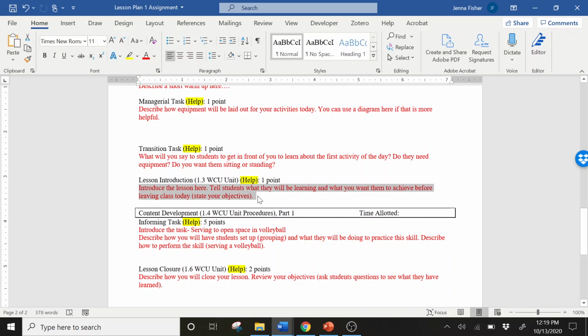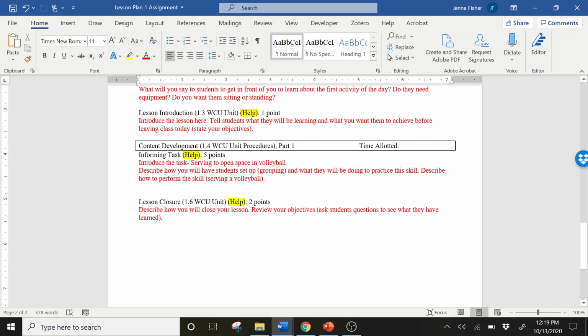Introduce your lesson, so follow this guide. And then you're only going to plan the first task. So this is introduce the task, which is serving to open space in volleyball. So describe how you're going to have your students set up, different grouping. Are they in partners, any groups of 3? Are they working by themselves? And what they're going to be doing during this practice skills.